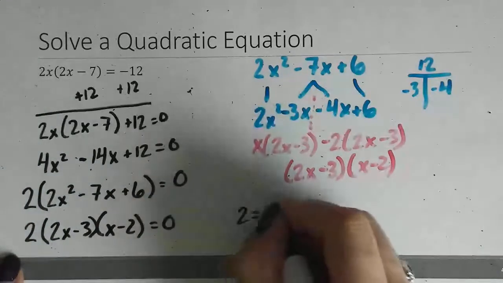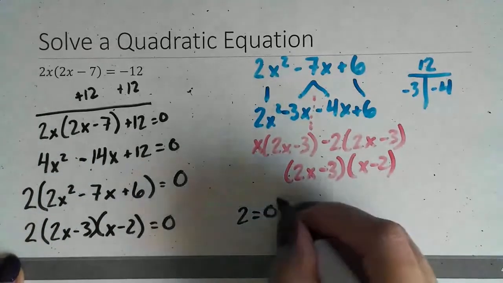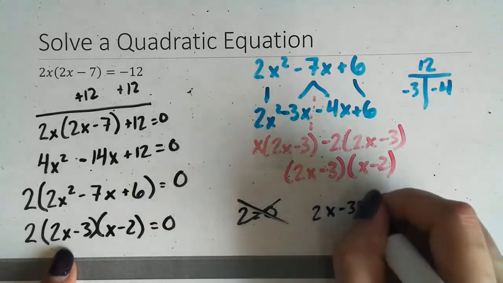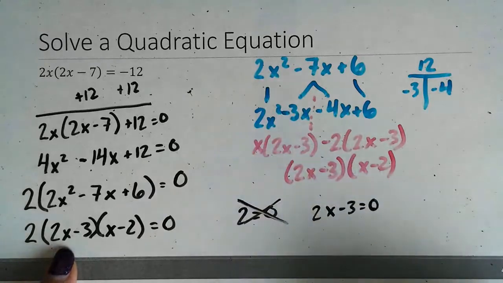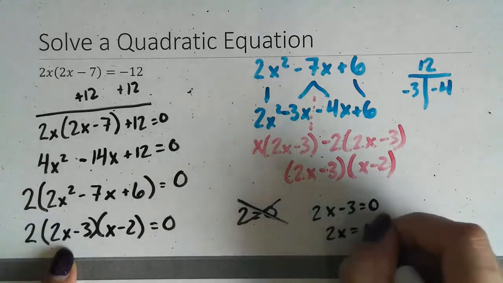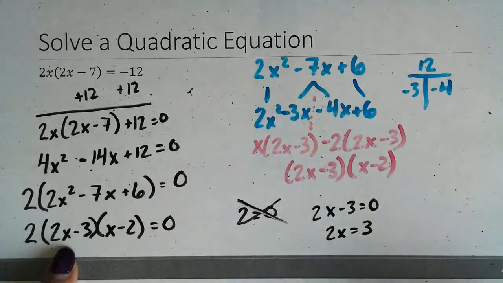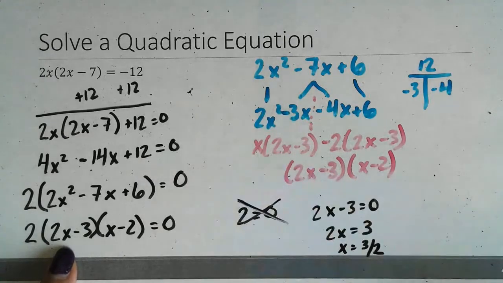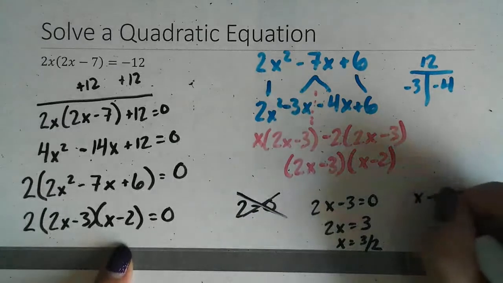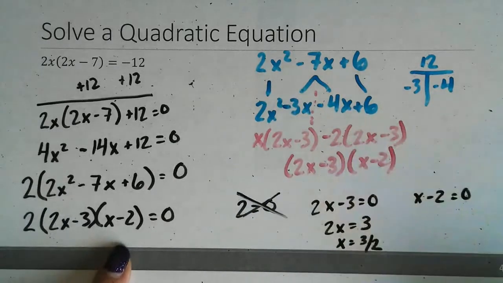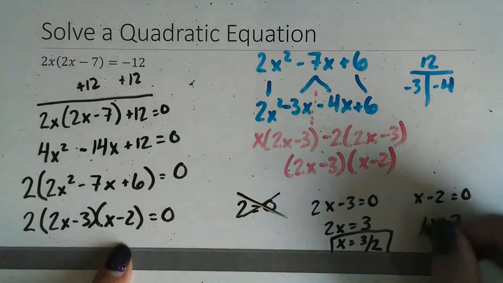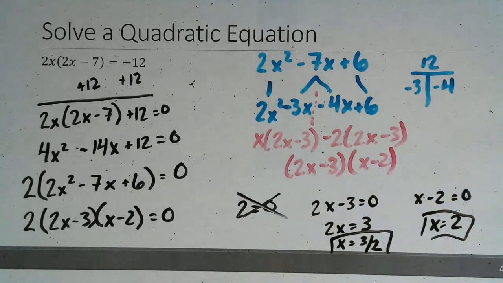So either 2 equals 0, which it doesn't, or 2x minus 3 equals 0. I can add the 3 over, giving me 2x equals 3, and I can divide both sides by 2, giving me x equals 3 halves, or x minus 2 equals 0, and if I add the 2 over, I get x equals 2. So our two solutions will be x equals 3 halves and x equals 2.